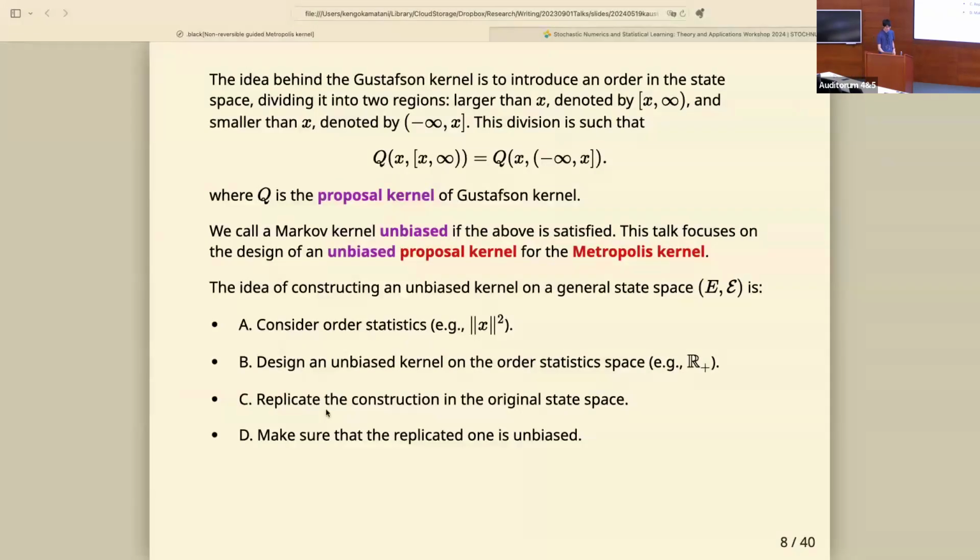Okay, so let's move on. First we design a simple kernel on a smaller space, and it's nice to compare the original method and what we want to do.